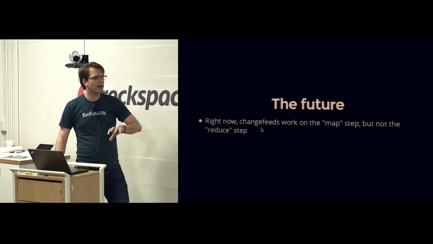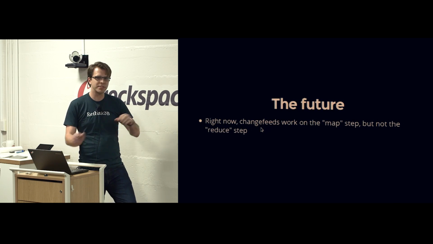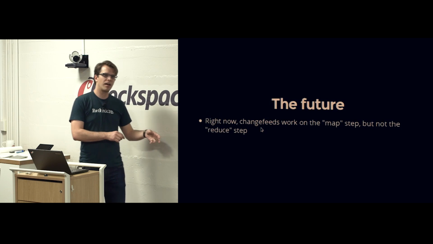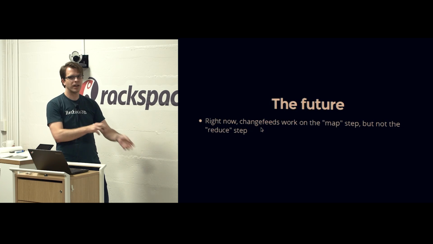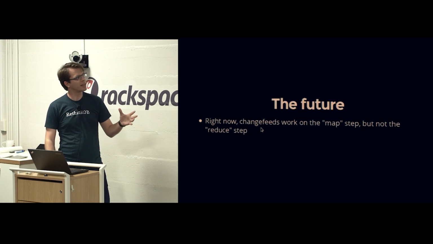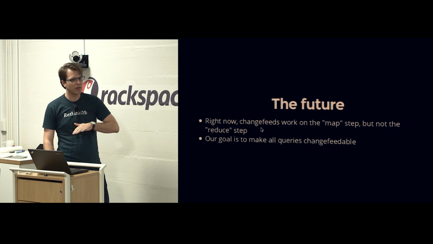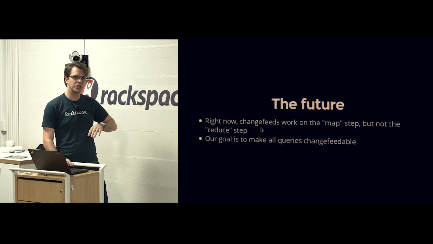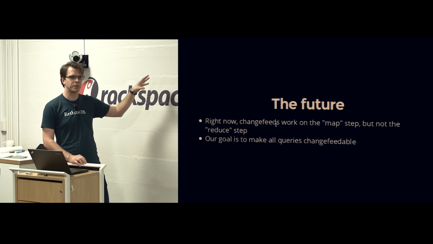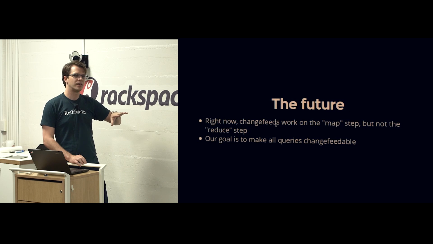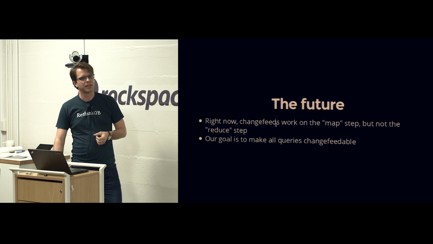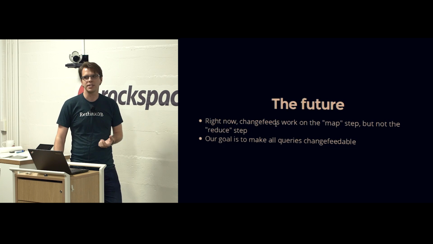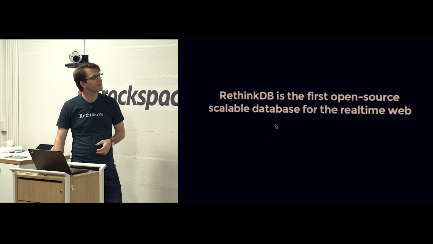One limitation we have right now is that all the things in the map step can be change feedable, if you have MapReduce. So we've got map, and we are working on reduce. That is the next part. Basically, we intend to make all of our queries change feedable. Just like I showed you before, where you just wrote your regular database query and tacked dot changes onto the end of it, eventually we want to have that for absolutely everything in the database. So whatever kind of query you're writing, RethinkDB can give you updates to that in real time and do it really efficiently and scalably.